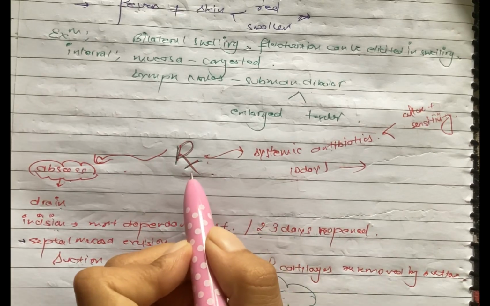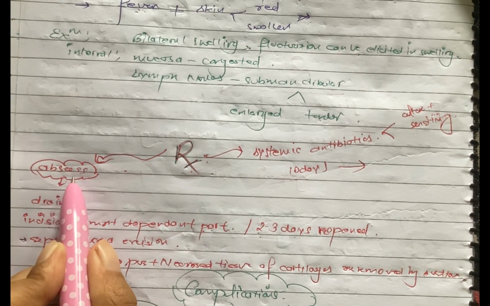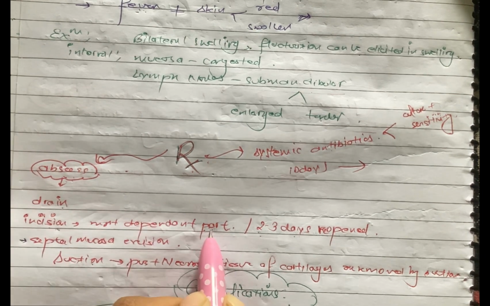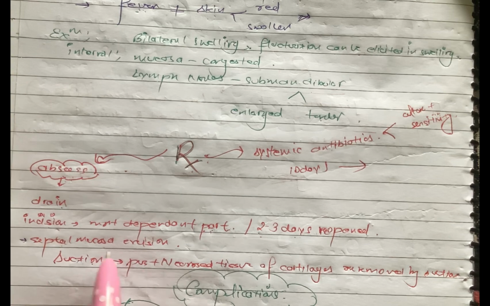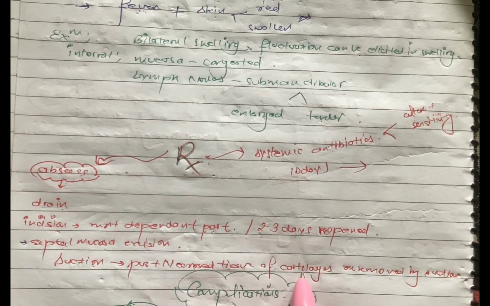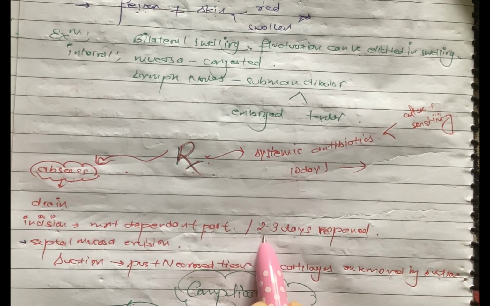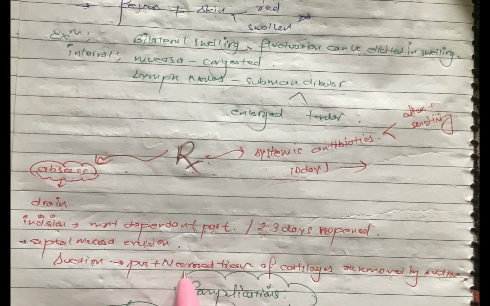Now moving on to the treatment, the abscess should be drained as early as possible. And the incision is made in the most dependent part of the abscess, and a piece of septal mucosa is excised, and pus and necrosed tissue of cartilages are removed by suction, and the incision should be reopened for 2 to 3 days to drain any pus or to remove any necrosed piece of cartilages.